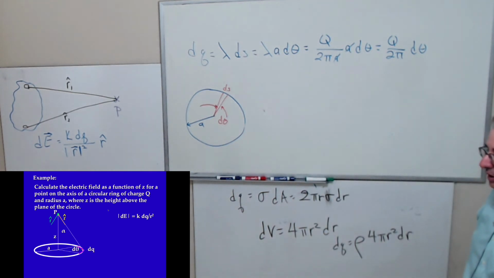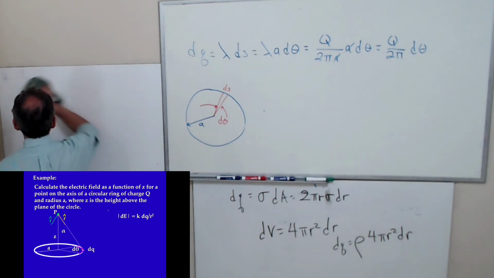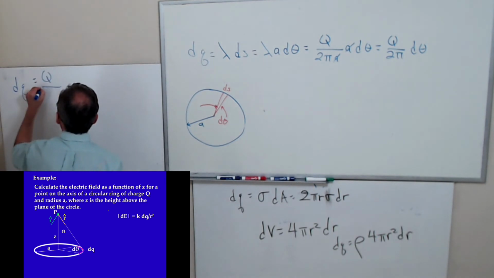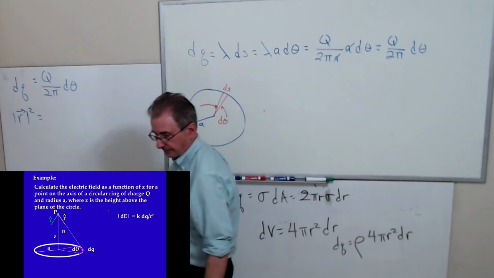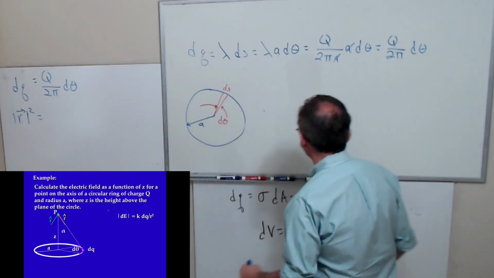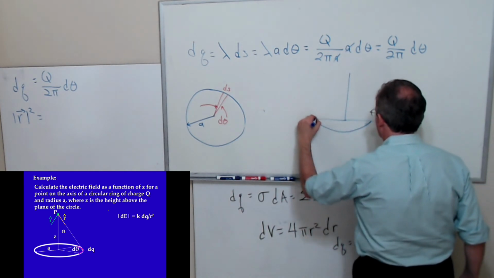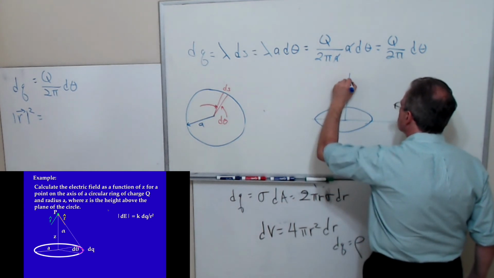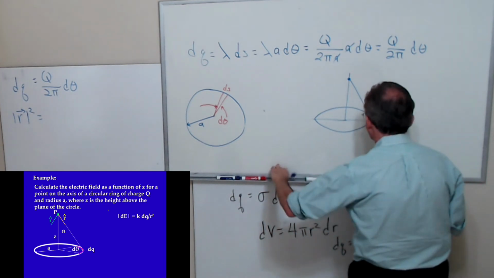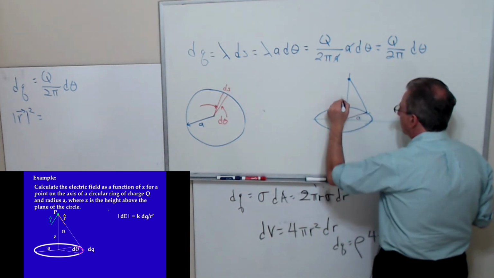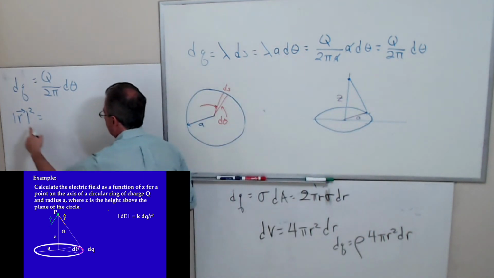Okay, so what about our r squared? I want to do that one because it's easier. Let me write some terms here. So dq, and what about this thing? What is that going to be? Well, this is going to be hard for me to draw. That's why I did it in PowerPoint. I want the distance from here to an element of charge. This distance is a, this distance is z. What is this going to be? Yeah, Pythagorean theorem. And I've got to square it because this is squared.